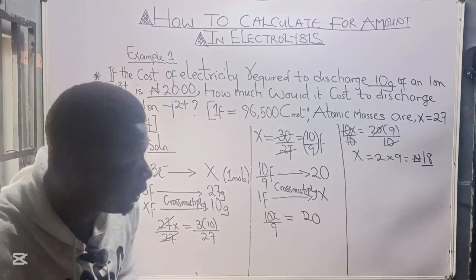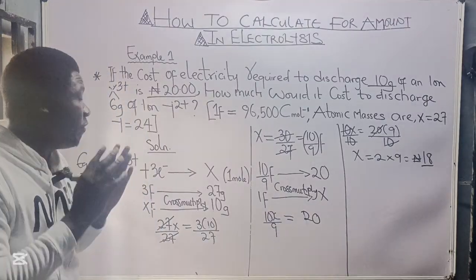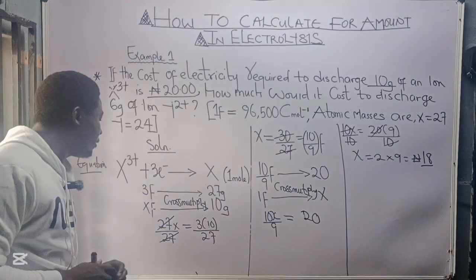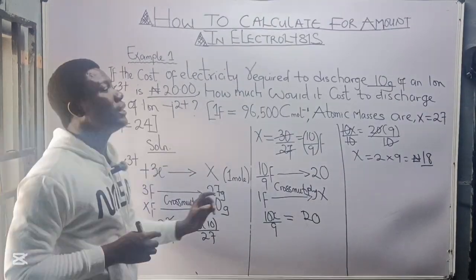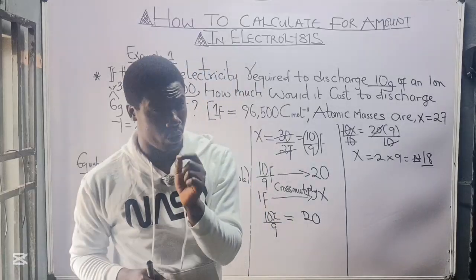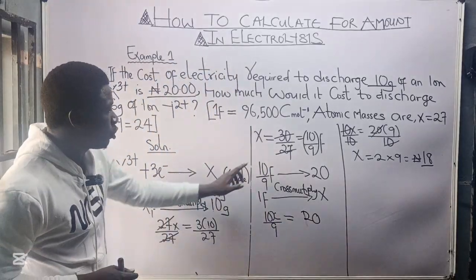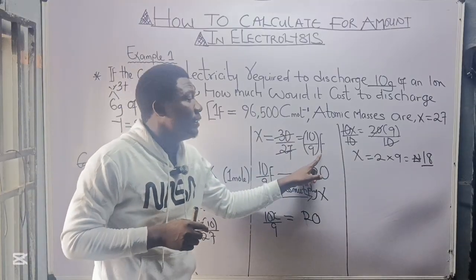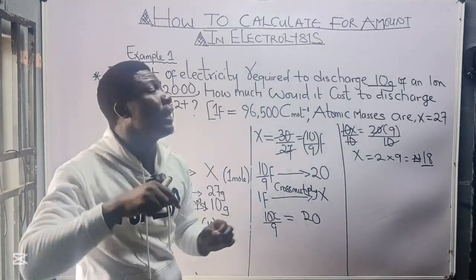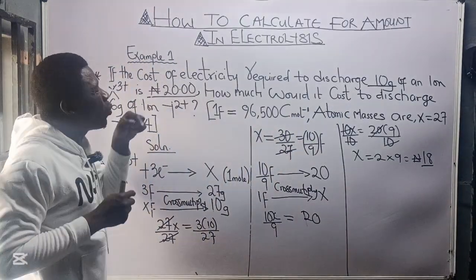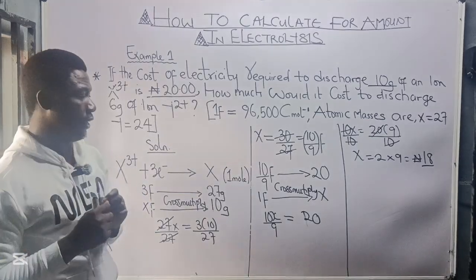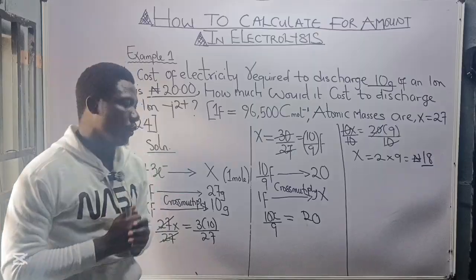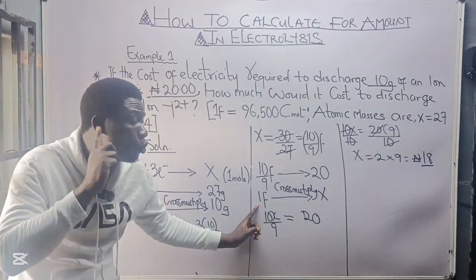And the way to begin is to begin this way. Is to first establish a relationship between number of Faraday and the atomic mass. Then you look for the Faraday that will deposit 10 grams as is given to us in the question, which we in turn got what? 10 over 9 Faraday. So it took us 10 over 9 Faraday to deposit 10 grams. And you know that the cost for 10 grams is what? 20 naira. So we can simply say that this 10 over 9 Faraday cost us what? 20 naira.